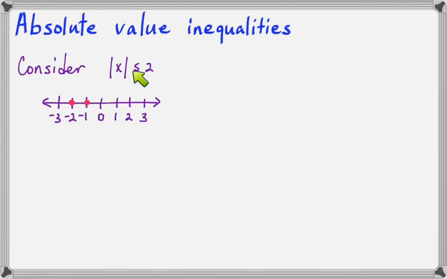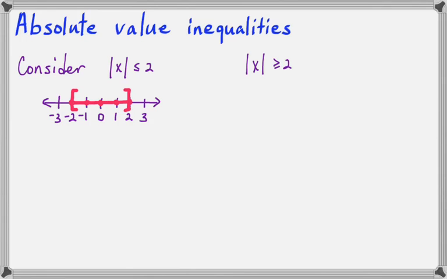Plug in 0. 0 is less than or equal to 2. Plug in 1. 1 is less than or equal to 2. Plug in 2. 2 is less than or equal to 2. But plug in 3 and it's broken again. So the only numbers I can find that will work are the numbers in between negative 2 and positive 2. And in fact, instead of just having those dots, I should graph the whole thing, because all of the decimals and fractions in between negative 2 and positive 2 would also be part of the solution.